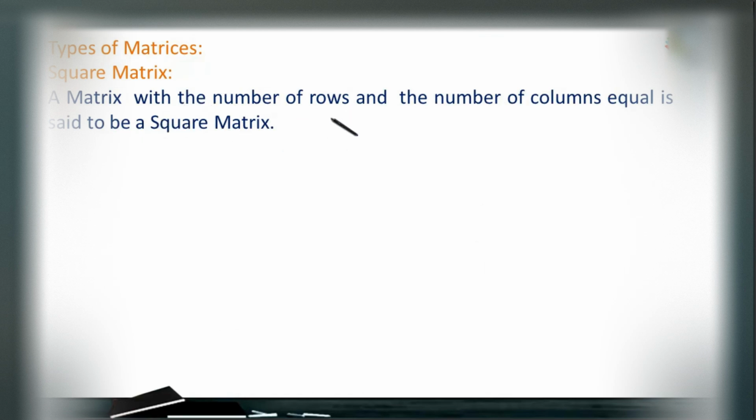A matrix with the number of rows and the number of columns equal is said to be a square matrix. When we have a matrix A which is having entries Aij of order m by n, if m is equal to n, then the matrix is called a square matrix. The name square itself suggests the number of rows must be equal to the number of columns. Then such a matrix is called square matrix.